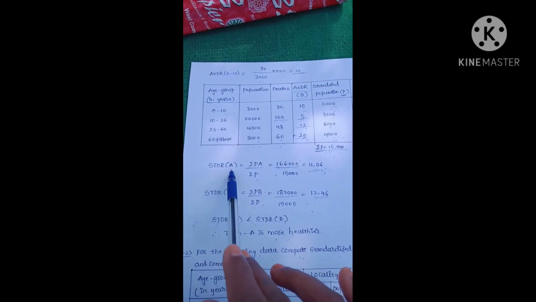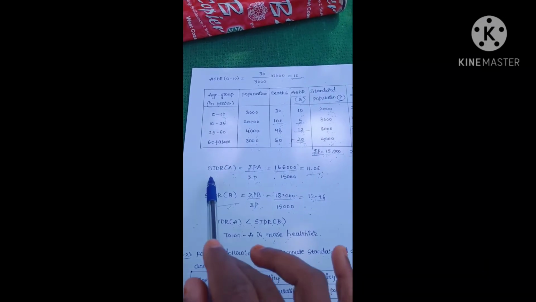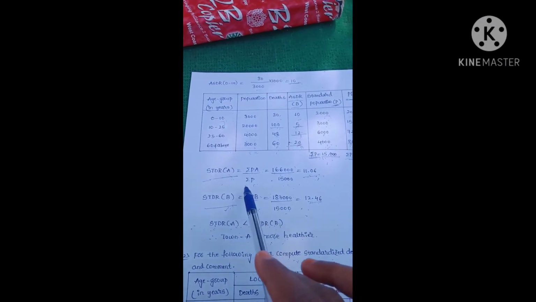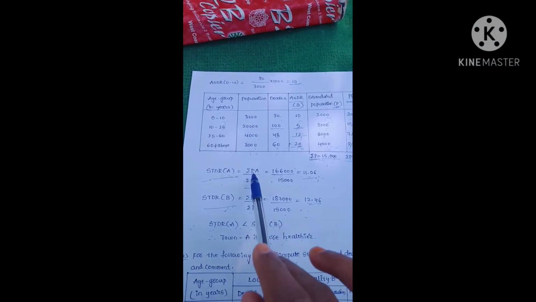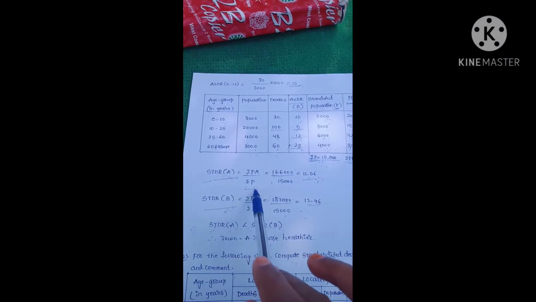Next, what is the main question? We have to calculate STDR of A and STDR of B. Already we know the formula of STDR of A. What is the STDR of A formula? Summation of P into A divided by summation of P. Write this formula.